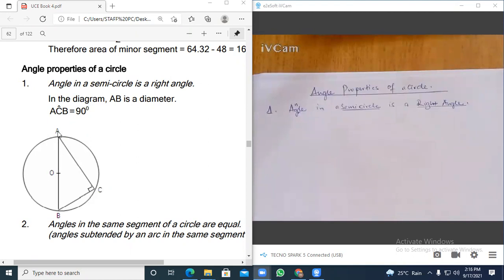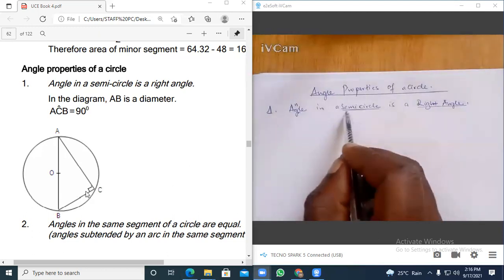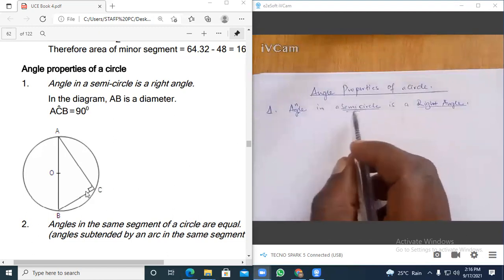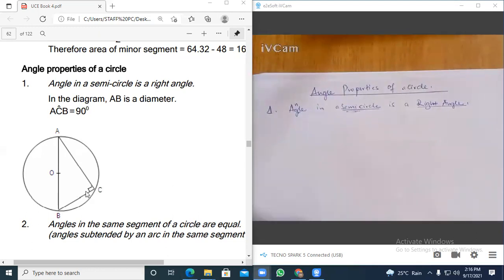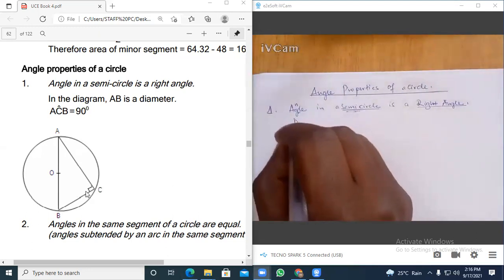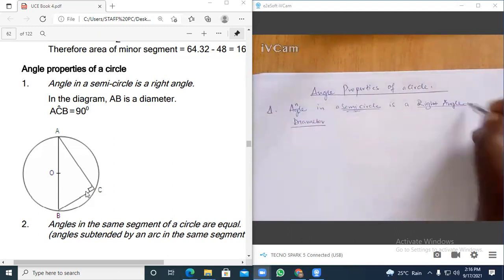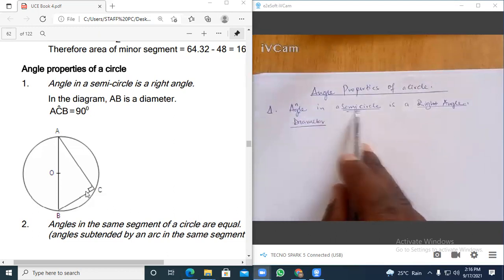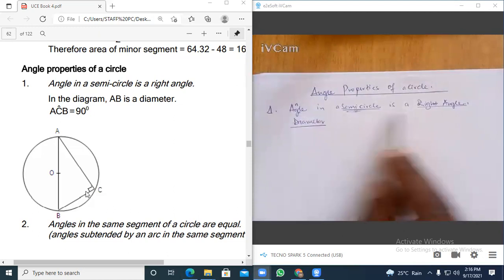So you can see that this line AB is a diameter, and it means that this other side ACB is a semicircle. So it means that the angle that is inside this semicircle is a right angle. We have said a semicircle, and we should note that for a semicircle there must be a diameter, and the line we are looking at must be a diameter. So there must be a diameter for this rule to apply. A diameter will create a semicircle, and if there is any angle within that semicircle, that angle is a right angle.